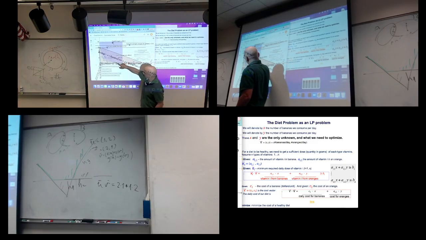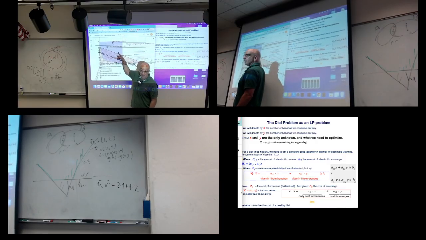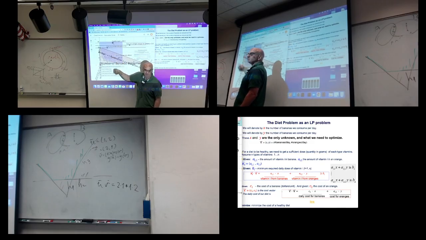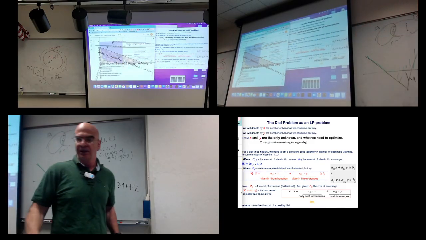What am I looking for? Do I have any diets that I can afford with this budget? Definitely yes. Every point in this intersection is a diet that I can afford in this daily budget and is healthy.